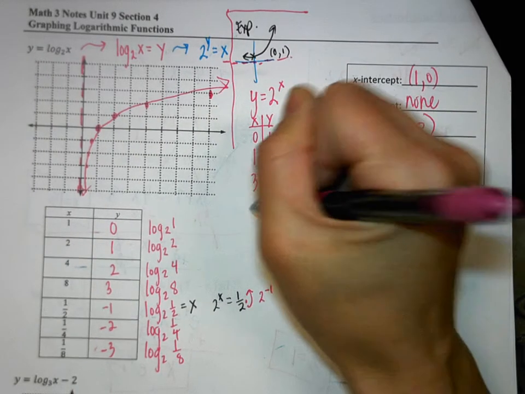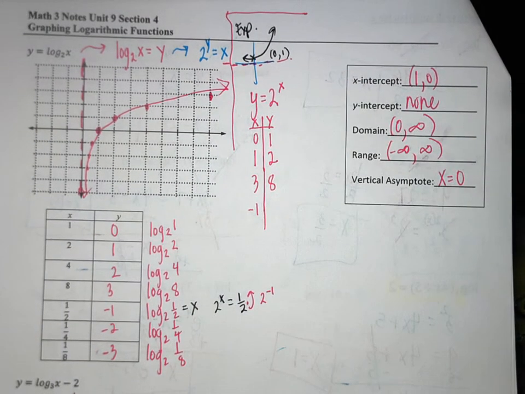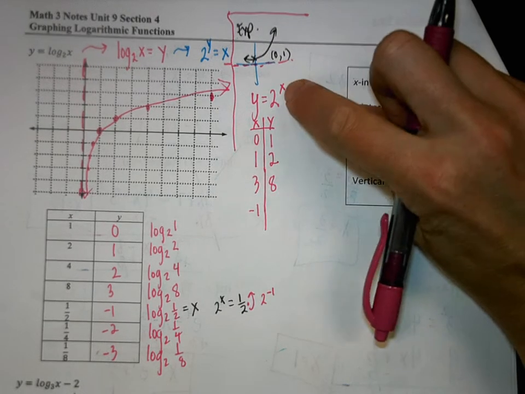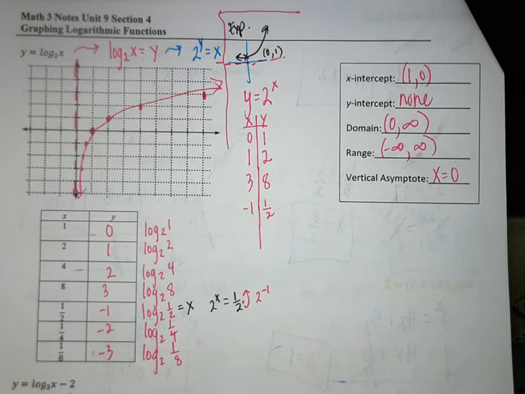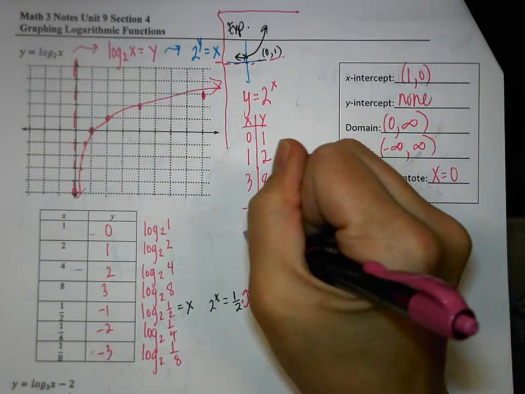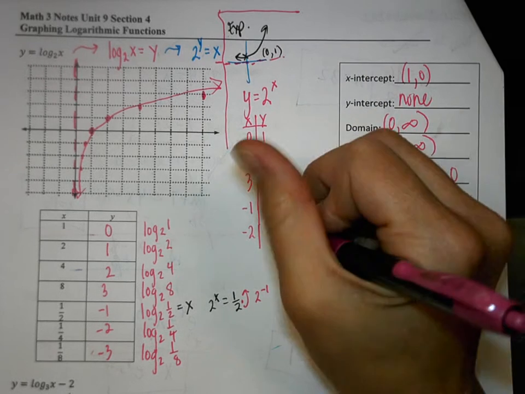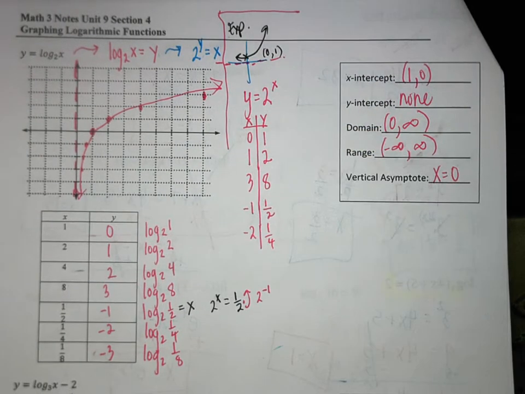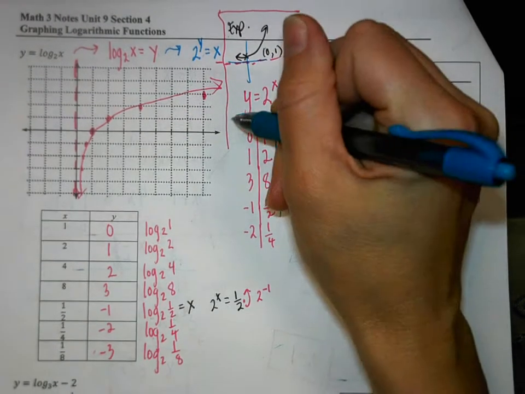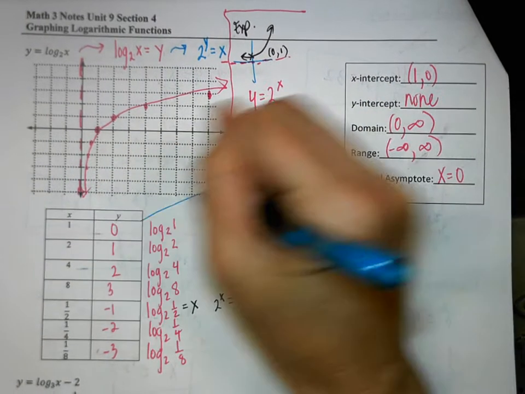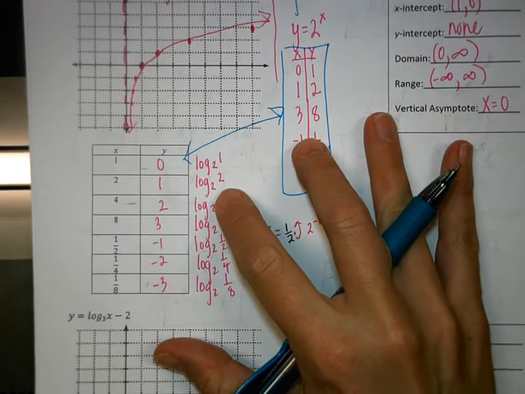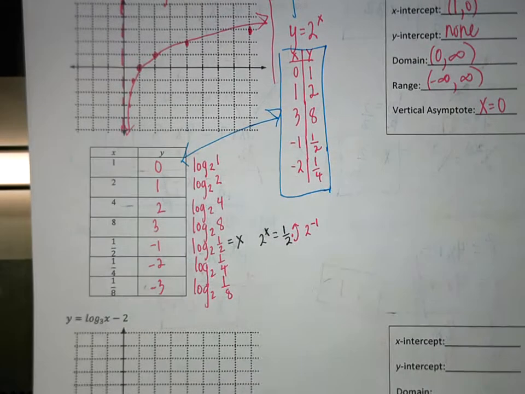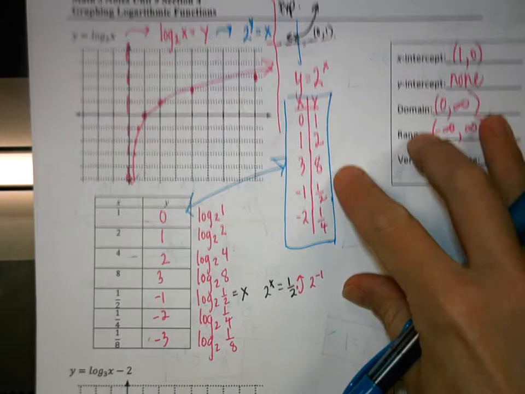If I plugged in -1, what would I get? What happens when you have -1 in here? Very good, 1/2. You have to move it down and it becomes a fraction. If I plugged in -2, I would get 1/4. Very good. Now, I want you to look at these two charts. What do you notice about them? They are similar. Yeah, x and y is flipped. Do you guys see that?